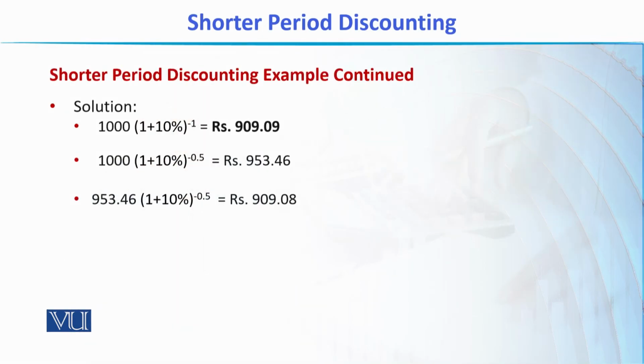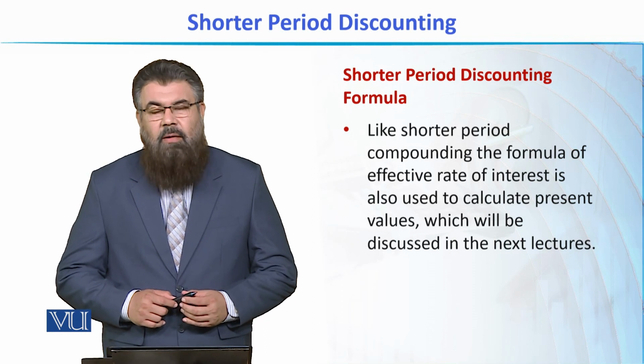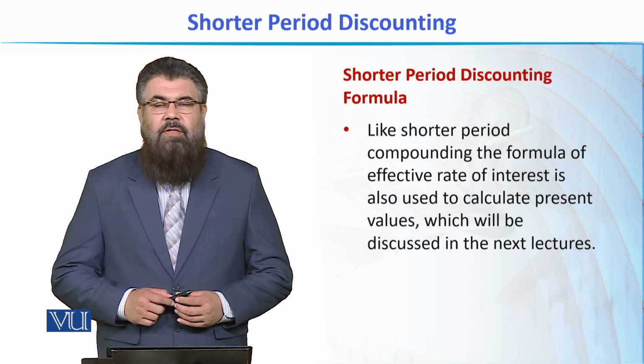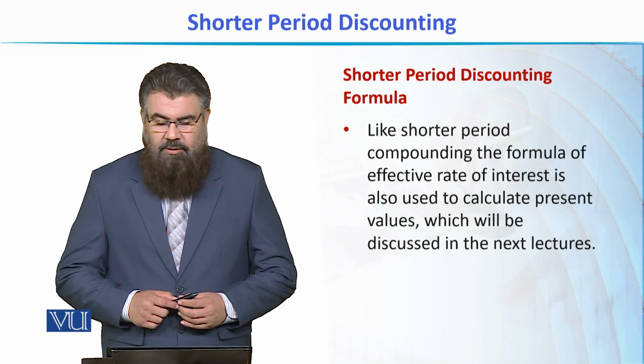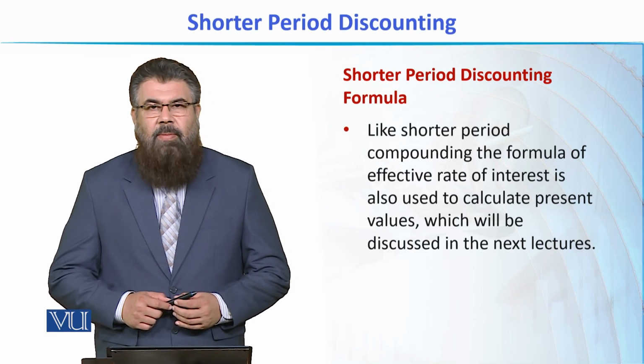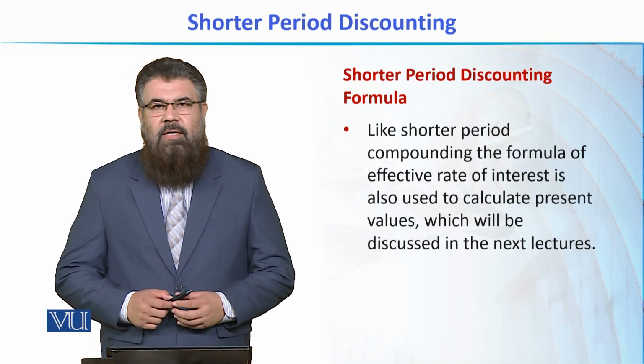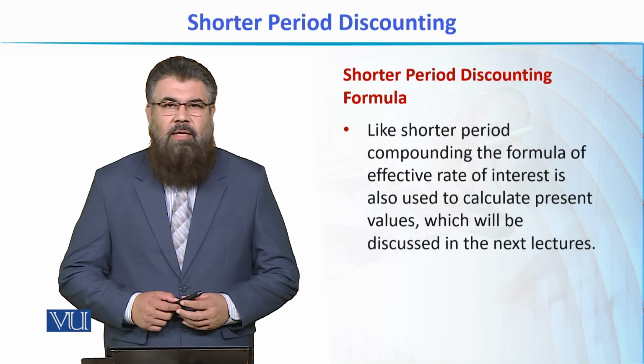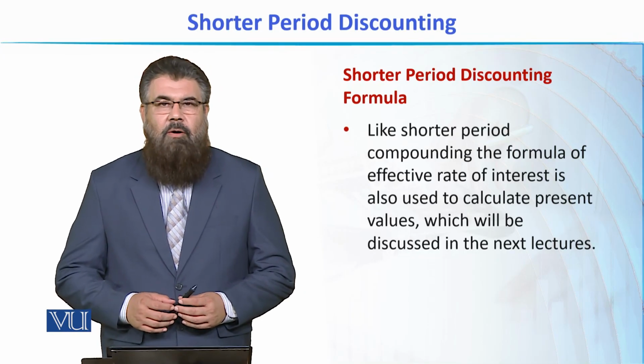In shorter period discounting, if we look at this example, we have once calculated the value of 1000 rupees discounted for 1 year whole, and then we have discounted it for half years and we have got different values. Now, like shorter period compounding, the formula of effective rate of interest is also applicable in case of shorter period discounting, and hence this applicability is the same as far as it is concerned, whether it is compounding or discounting.